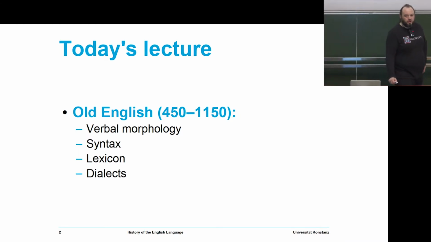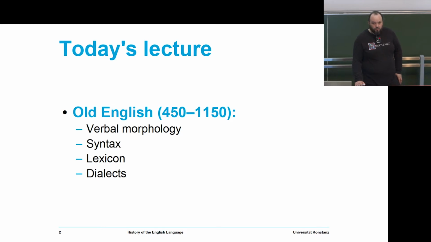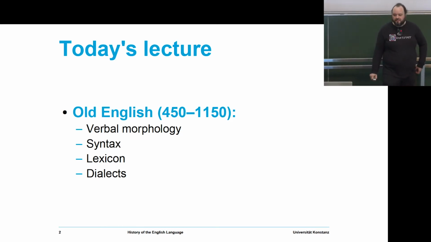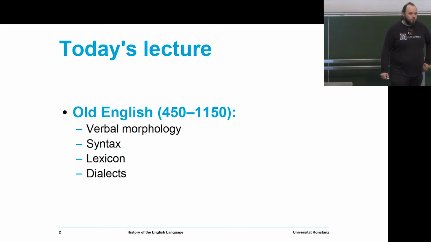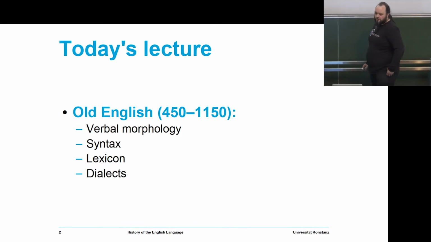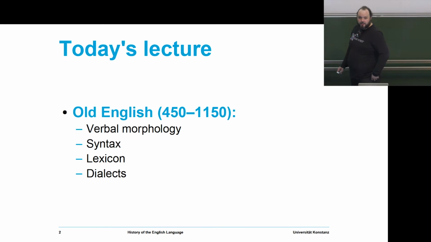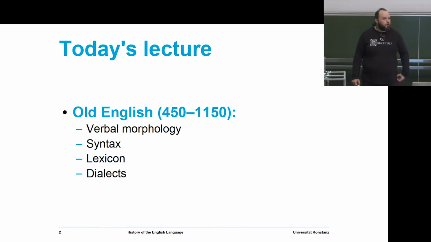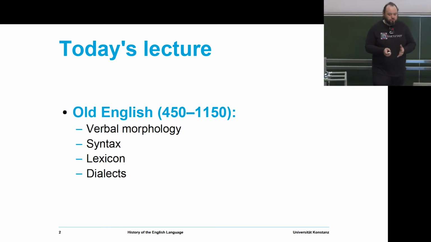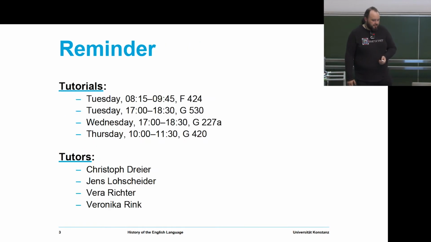You'll remember we dealt with the nominal morphology last week, also with the syntax, with the way that sentences are put together, with the lexicon of the language, so the words of Old English and where they come from, and finally with the dialects of the language. What different varieties of Old English are there? And again, where do they come from and what is the distribution? These are the four key areas that we will be discussing today.